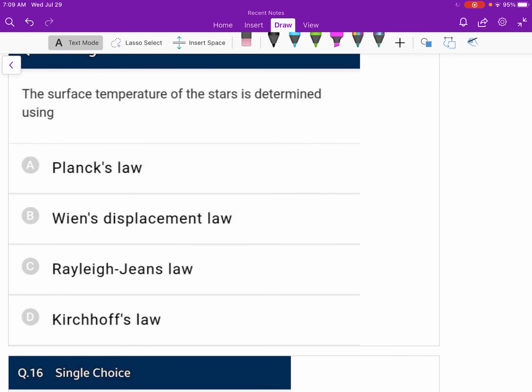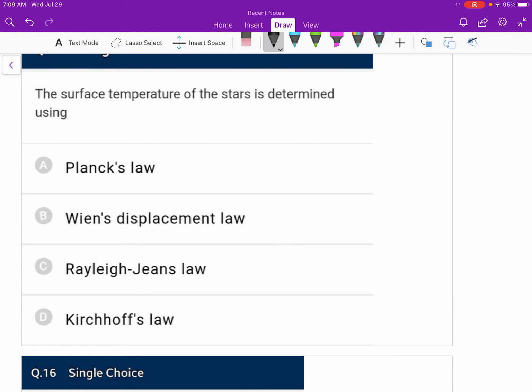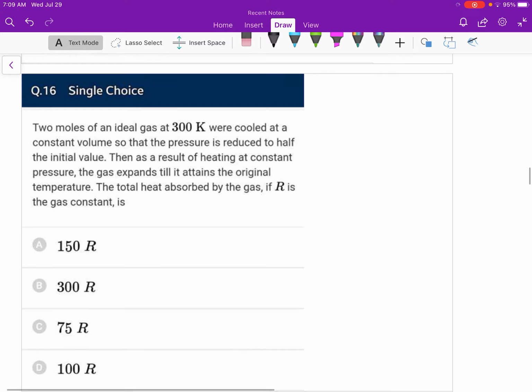The surface temperature of the stars is determined using Wien's displacement law, lambda m T equals constant. So from that law, we determine the surface temperature.